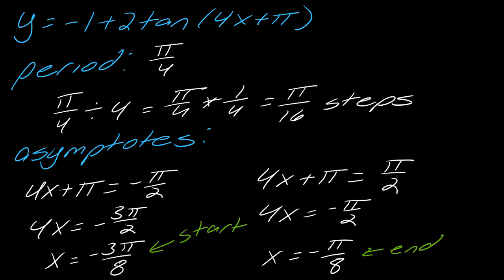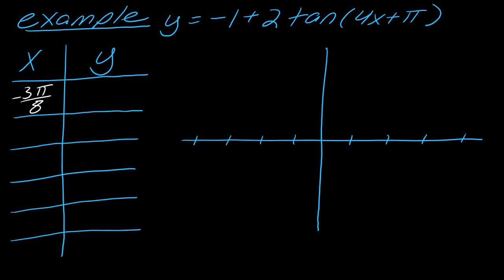Okay, so I am going to remember this is the start, this is the lowest, and then this negative number should be where my end is. This will end up being the highest value in that interval. Okay, so I start at negative 3 pi over 8. Remember, I want to take pi over 16 steps.